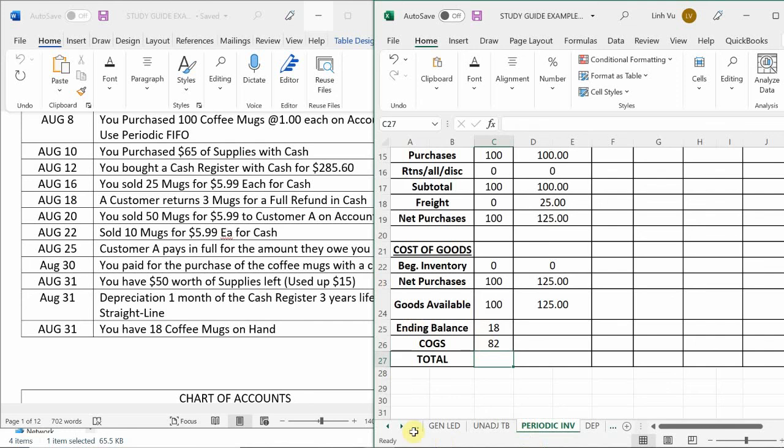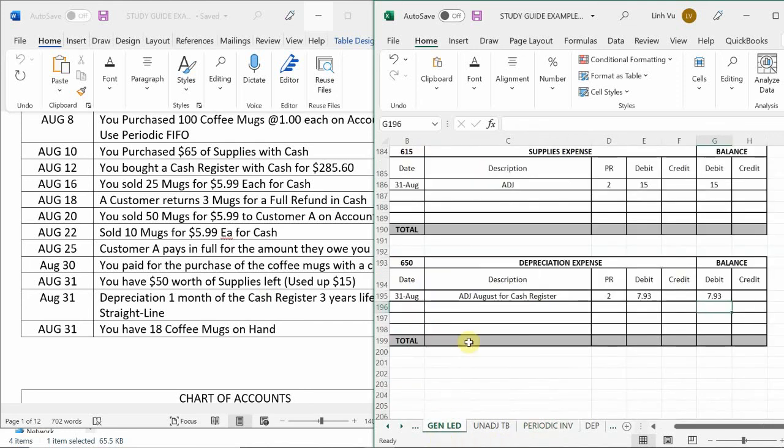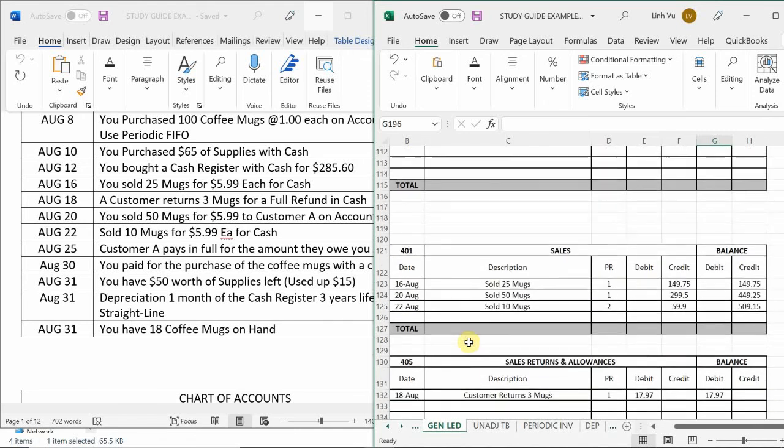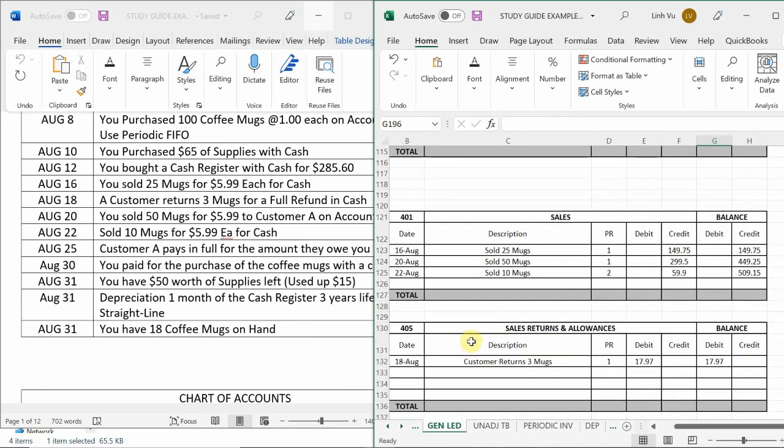You can also go back into your track record, right? If you go to your general ledger, you could take a look at what you sold. That could be a reference point too. We sold 25 from the beginning, then we sold another 50, then we sold another 10, but we ended up returning 3 of those mugs. So in this case, overall, we sold 82 coffee mugs. Okay.